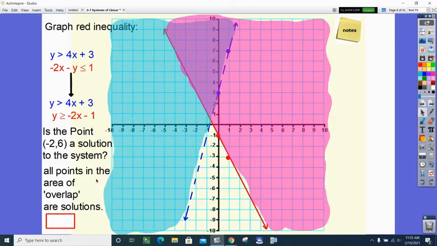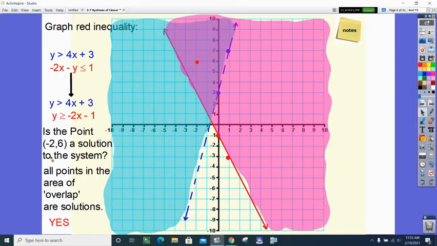So basically the idea that all points in the area of overlap are solutions. Now to answer the question, -2, 6, since it is in that overlap area, it would be a solution to the system if we look at the graph.